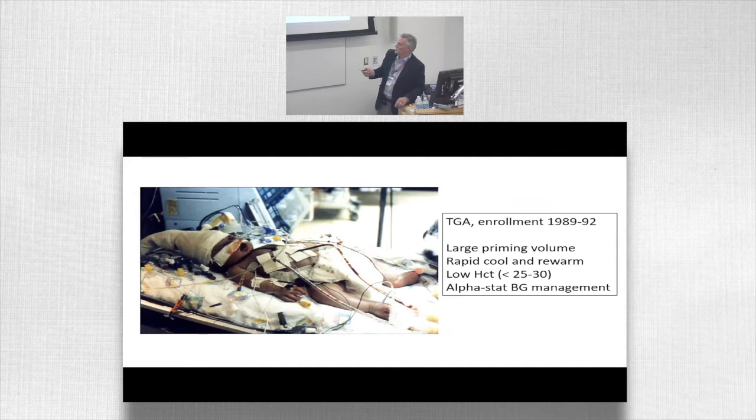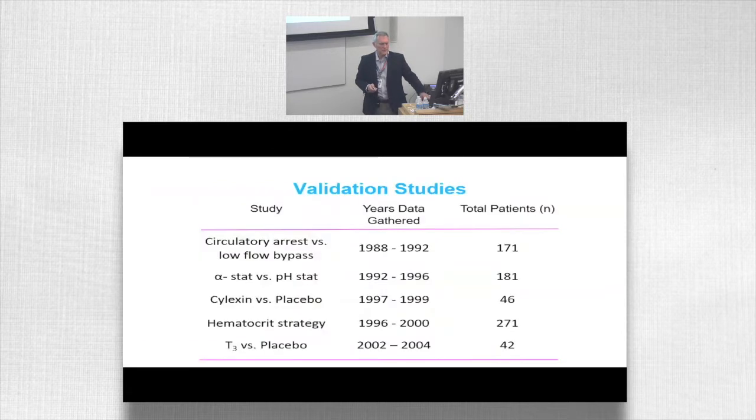And it's important to understand, though, that we had large priming volumes in our circuits of nearly 800 cc to a liter. We cooled them rapidly, warmed them rapidly, had a low hematocrit, and we used an alpha-stat blood gas management. So it was completely different to what we do now. So is there an era effect?